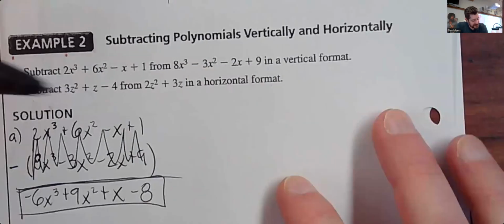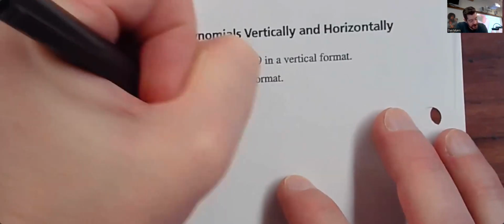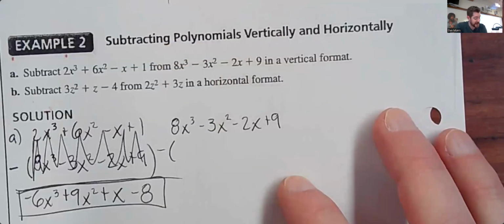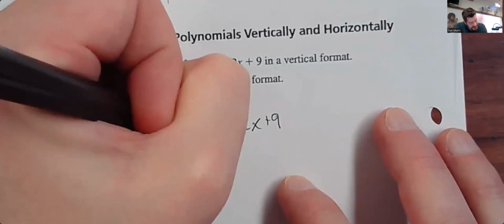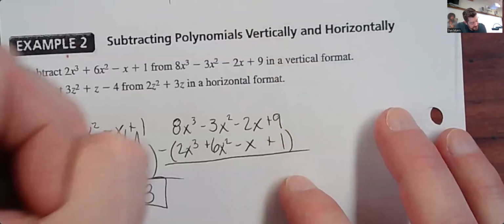Sorry. Let's see. 8x to the third. It's not going to change the answer too much, but it definitely will change the answer. If it was addition, it wouldn't matter. But because it's subtraction, it matters. So let's see. 2x cubed plus 6x squared minus x plus 1. I was just working too quickly.